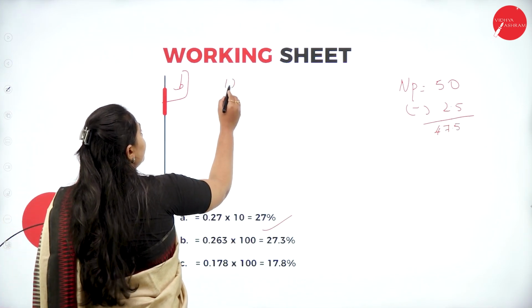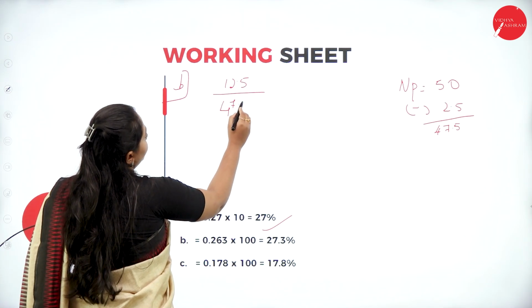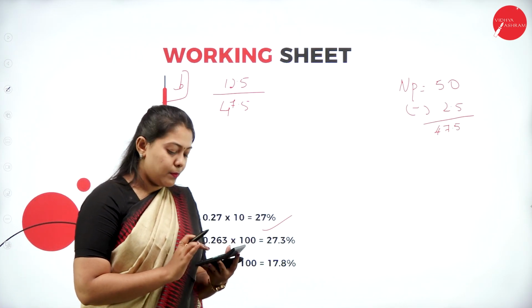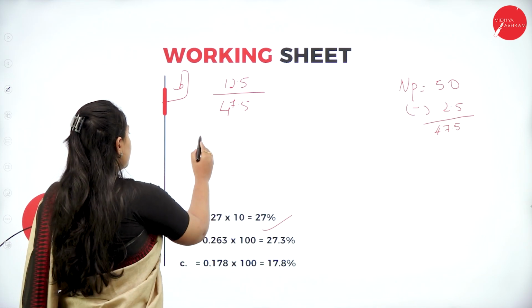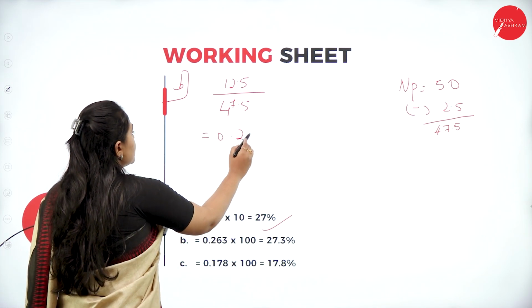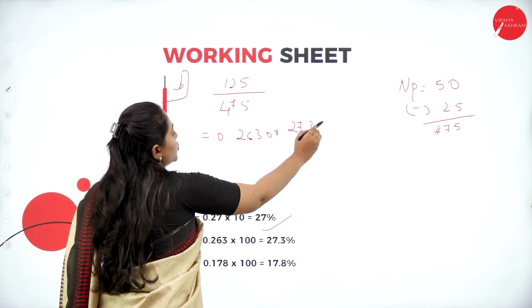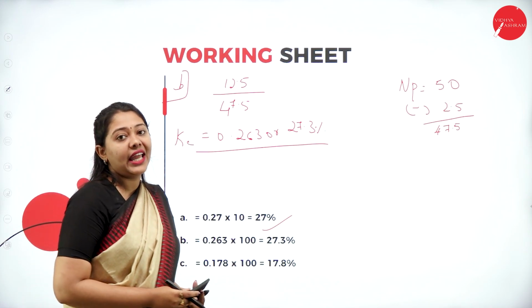So 12.5 divided by 47.5. The answer you get is 0.263 or 27.3%. So this is the cost of equity for case B.